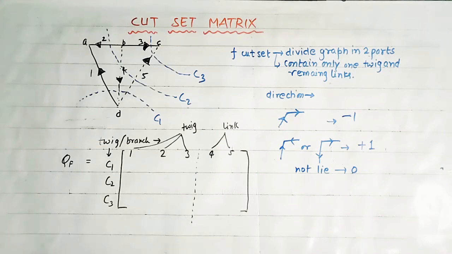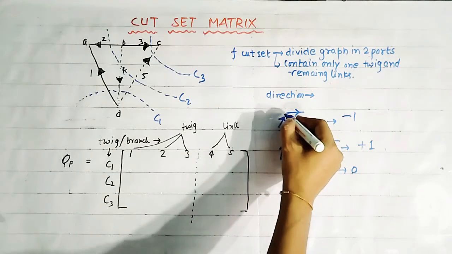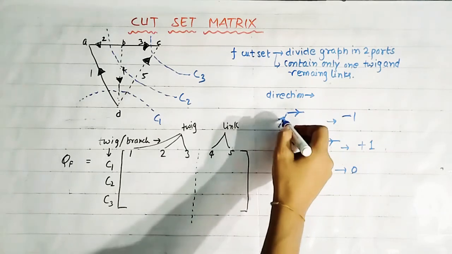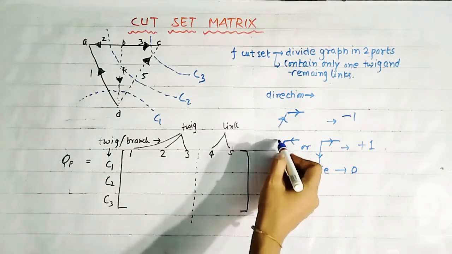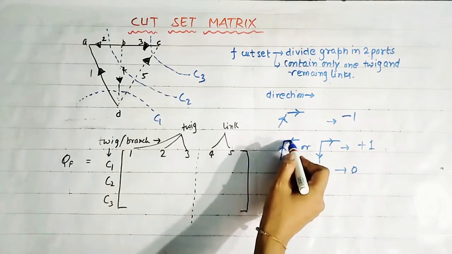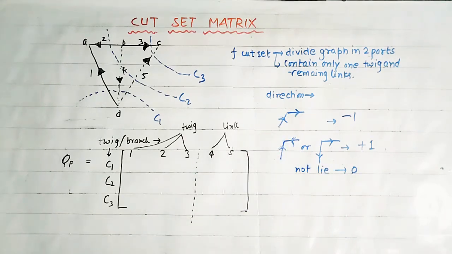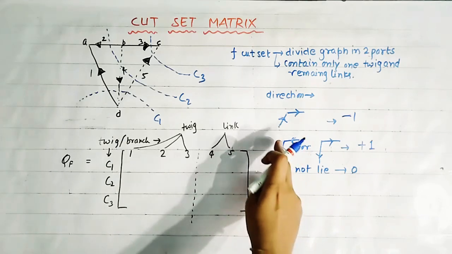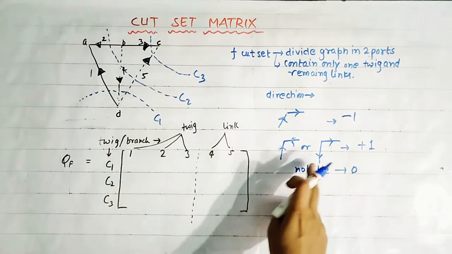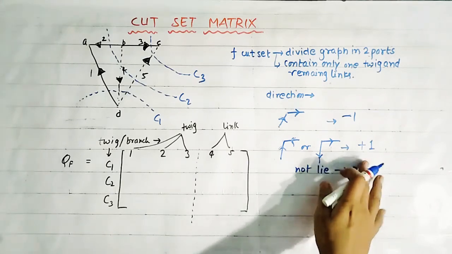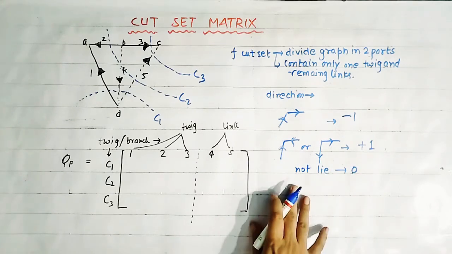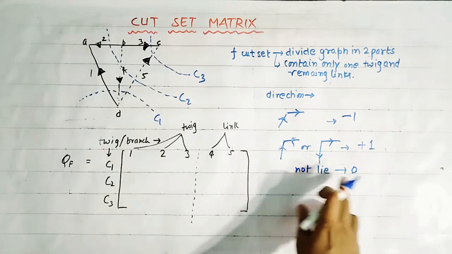Now we will take some sign convention to draw the cut set matrix. So the sign convention is, suppose this is a node and the branch direction is like this, then we will take -1 sign. And if this is the node and the branch direction is like this, that both the twig and the branch leave the junction, then the sign is +1. If a branch is not lying in the cut set, then we will take 0.